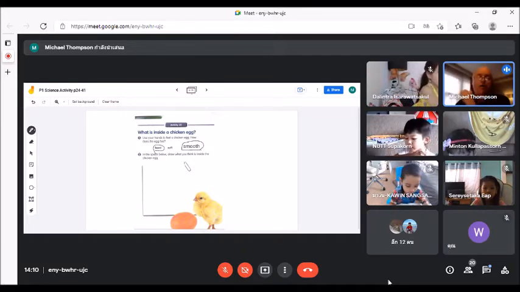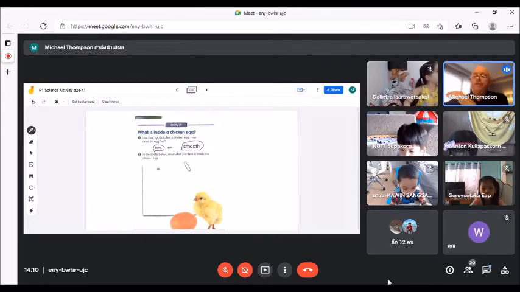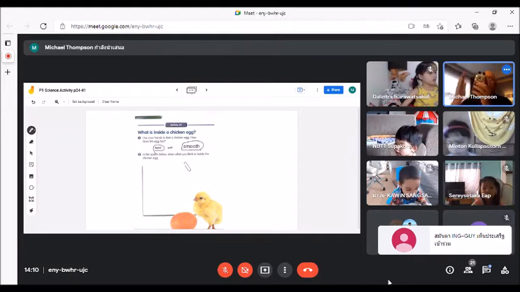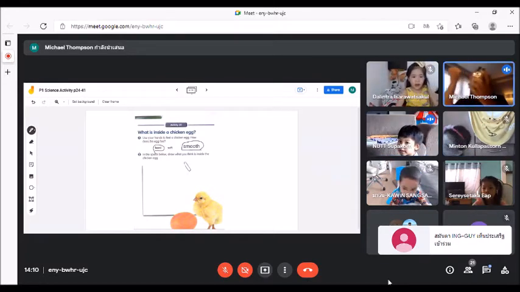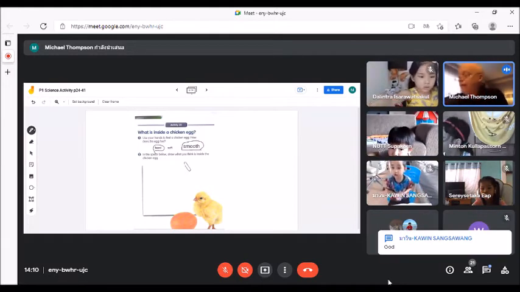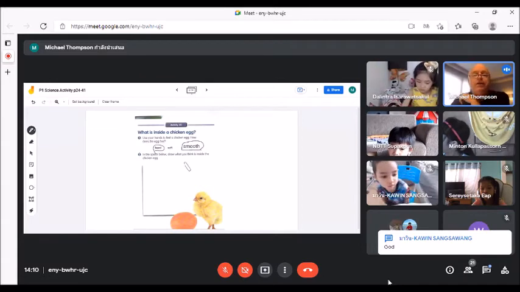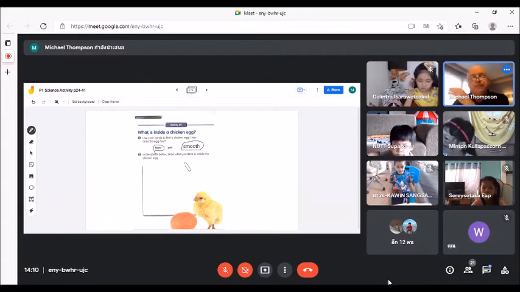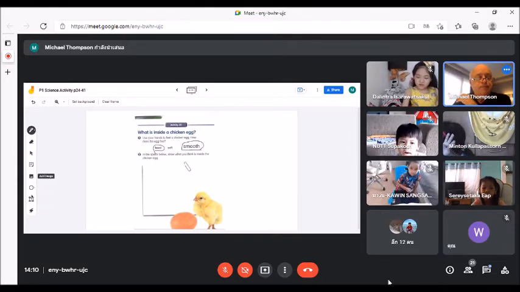Yes and no. It's not as hard as my pencil sharpener. This is hard. But if I did that to a chicken egg, it would break. All right. So yes, hard, but a little bit. Okay. It'd be a little bit hard.